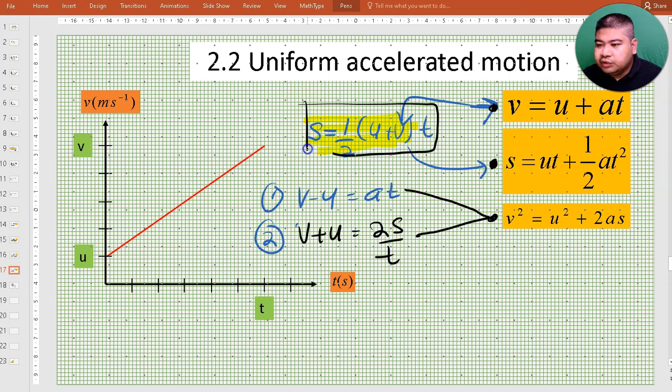So we have three equations, okay, actually four, including this one. You can also use these equations to solve for uniformly accelerated motion. Just for this particular section, you need to be careful with the direction of motion. Either your object is moving to the right or to the left, or the object is accelerating or decelerating. So you need to consider the direction of motion before you substitute the values into the equation.